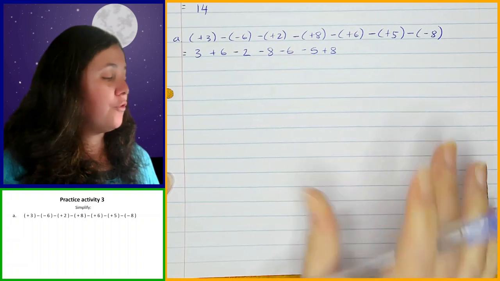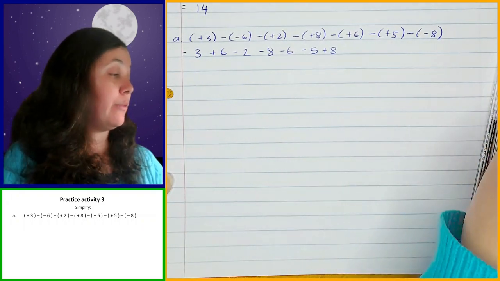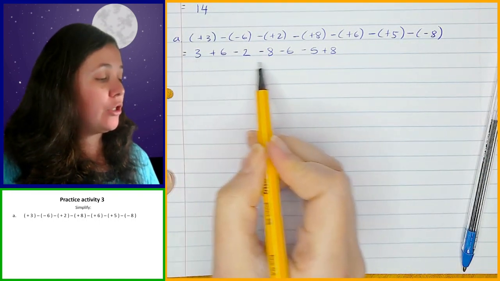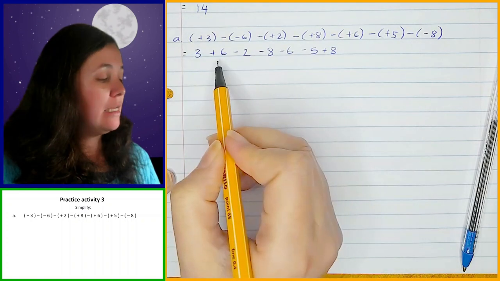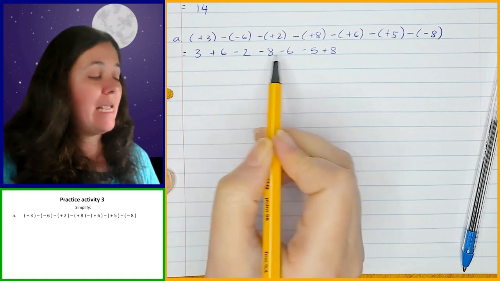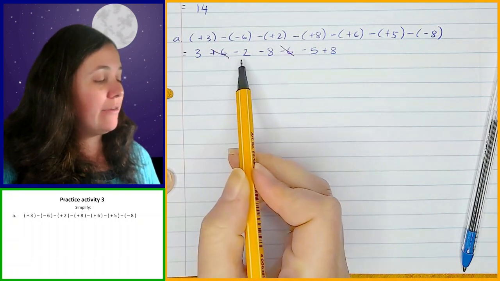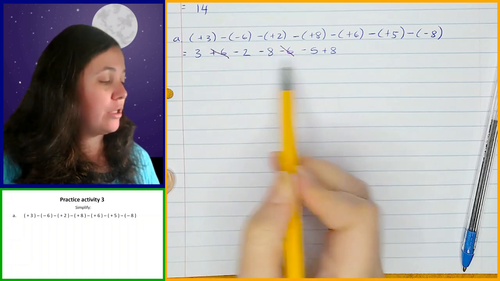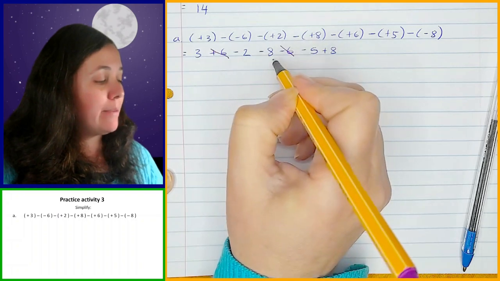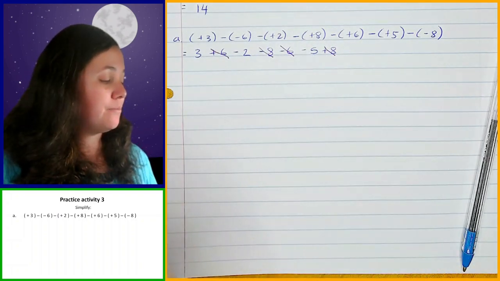Okay, so first we are going to see if there's anything that we can cancel out over here. Okay, so if you look at it, there's 3 over here, there are no other 3s, so I can't do anything with that. 6, I've got plus 6, and here I've got minus 6. They have the same absolute value but opposite signs, so I can cancel those out. Then here I've got minus 2, I can't do anything because there's no other 2s. Here I've got minus 8, and here I've got plus 8. Same absolute value, but opposite sign, so I can cancel those out. And then I've got minus 5.